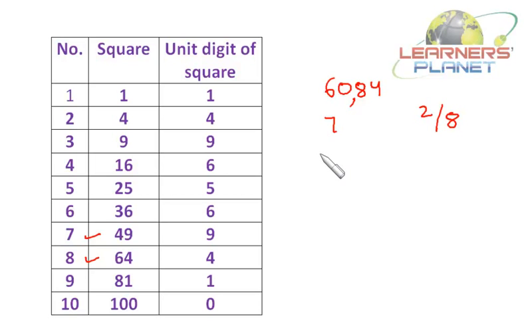7 8s are 56. Now the number which we are having is greater than 56. So we'll be choosing the greater number. So I'll be choosing 8. So the square root of 6084 is 78.